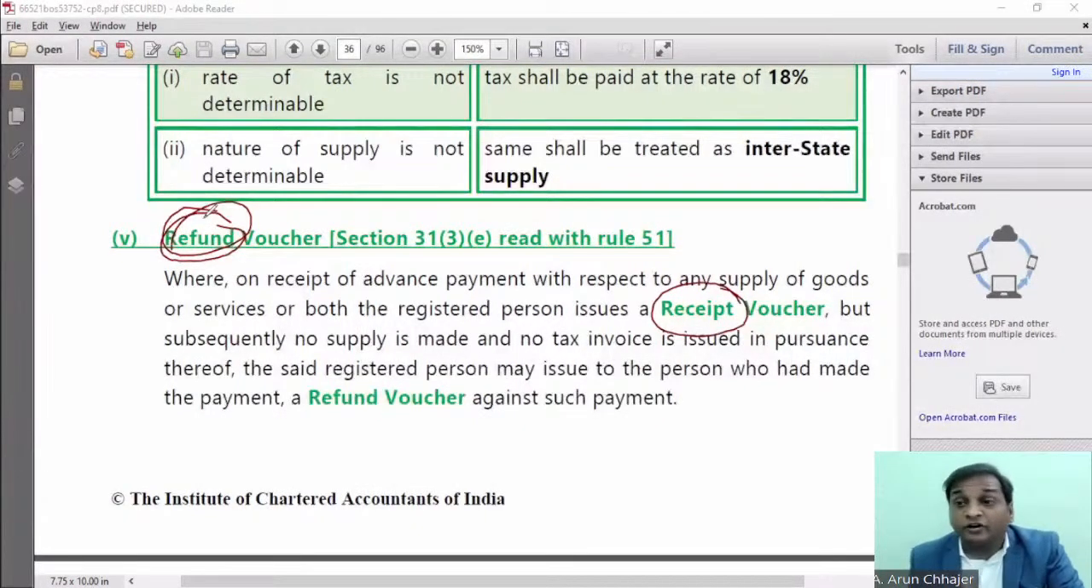Meaning thereby, for every refund, do I need to issue the refund voucher? Answer is no. You will make the refund voucher only when you have taken the advance and that advance you are returning. Whether a payment voucher is required to be made in every case? No. Only when RCM is applicable and the recipient is making the payment to the supplier.